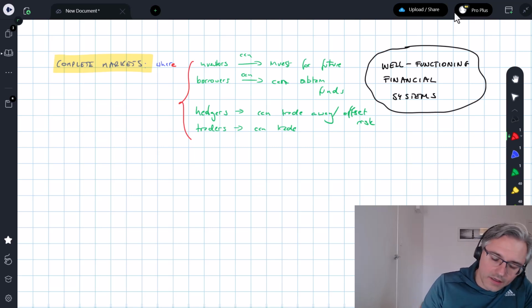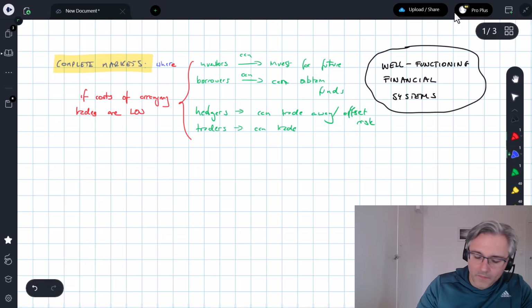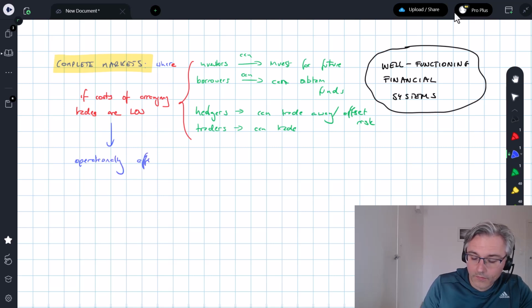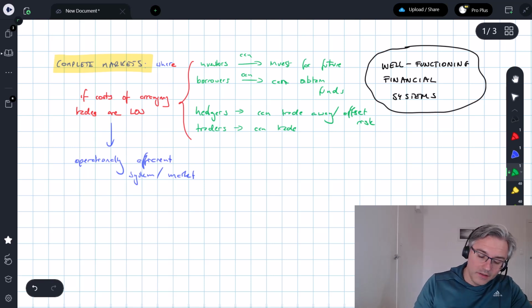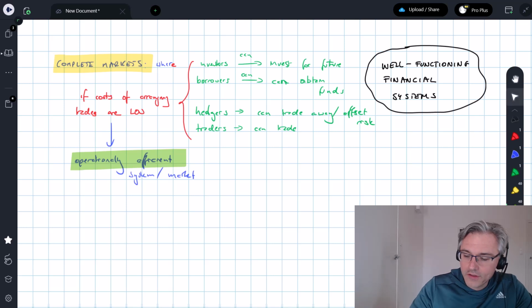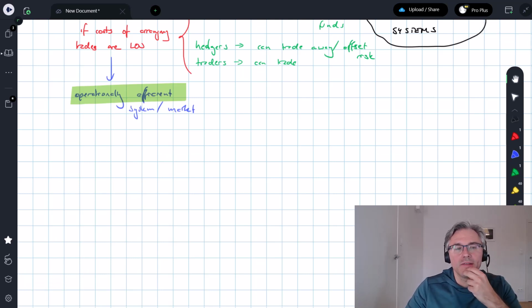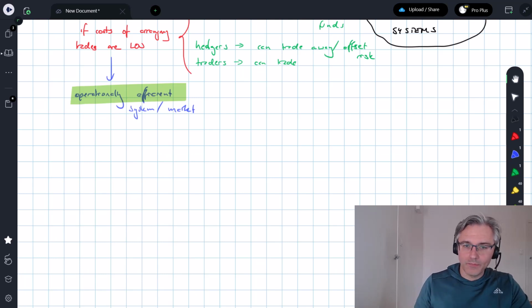And if on top of that the costs of arranging trades are low, then the market isn't just complete, it's also operationally efficient. So that's an operationally efficient system, or indeed an operationally efficient market. On top of this, operational efficiency is one type of efficiency, but if you've done any studies of the efficient markets hypothesis, which is also within the equity investment section of the curriculum, you will know that there's also something called an informationally efficient market or informational efficiency.